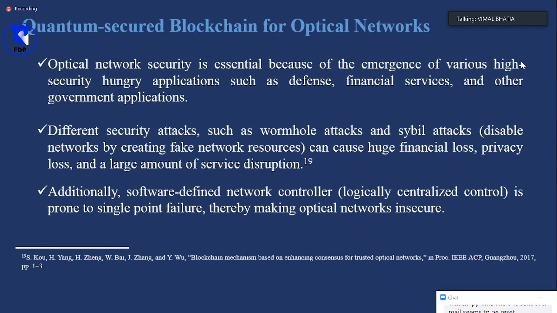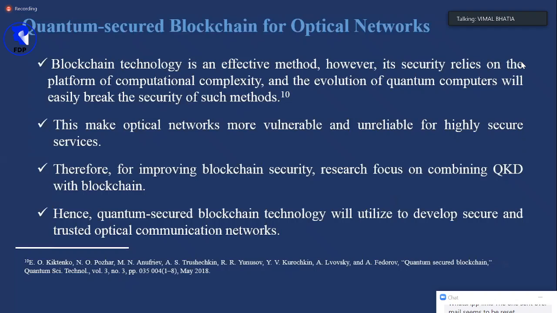So quantum optical networks are emerging because of various technologies, and we're looking at them being used in defense, financial services, and others. Now, different security attacks such as wormhole attacks and cyber attacks disable and create fake network resources and can cause huge financial loss, privacy loss, and a large amount of service disruption, which we see in the news quite a bit happening in various parts of the world.